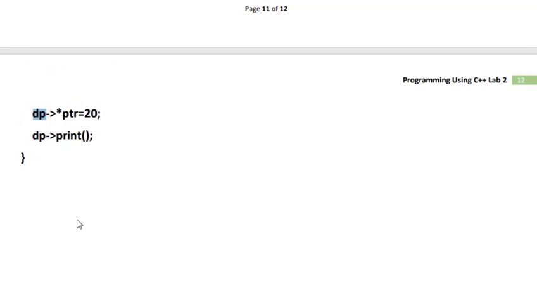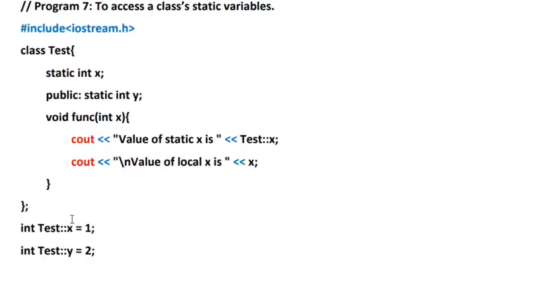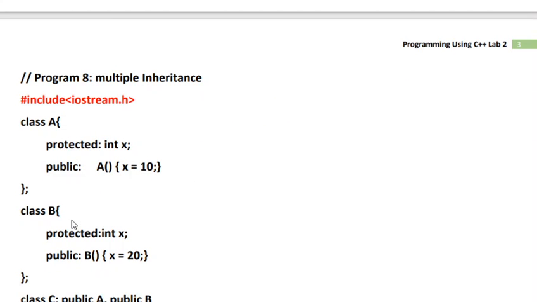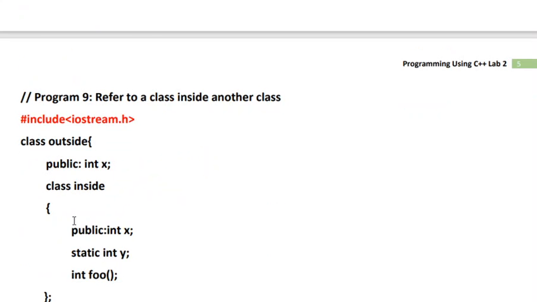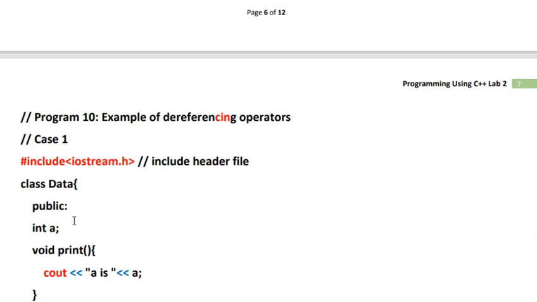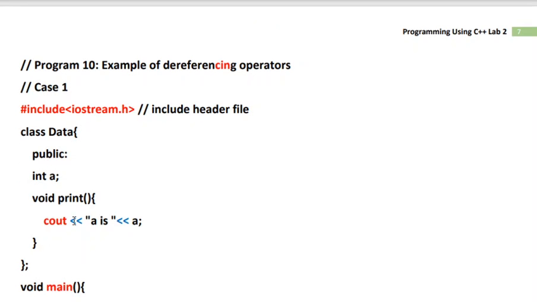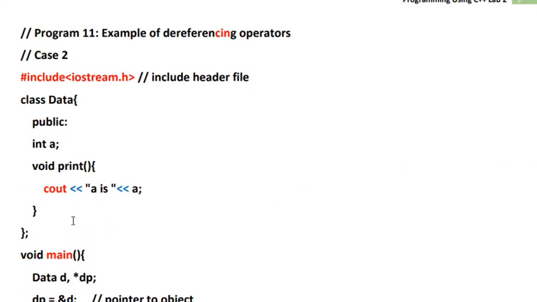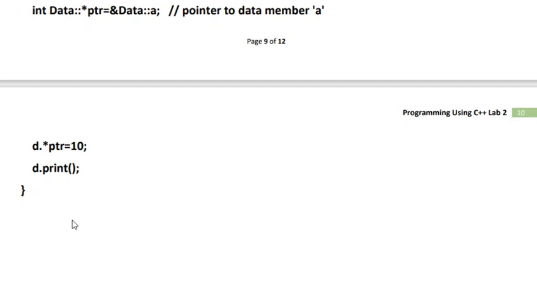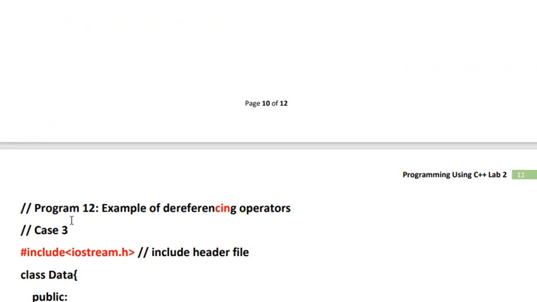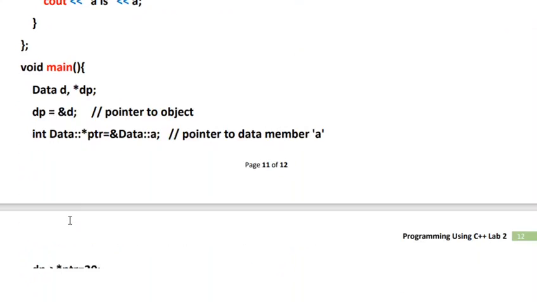This is a very simple example. In today's class, we have learned how to access the static members. With the help of a simple example, we have learned about multiple inheritance. We have learned how to refer to a class inside another class. We have learned about dereferencing, using pointers to a data member of a class, pointers to a member function of a class, and a pointer to an object as well. If we execute this set of programs, we'll be able to understand the working of the referencing operators.